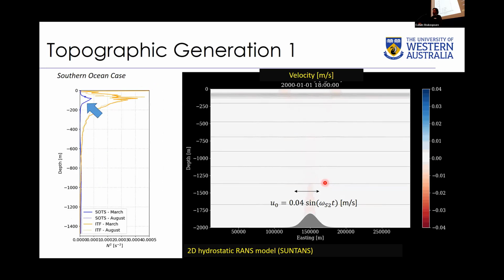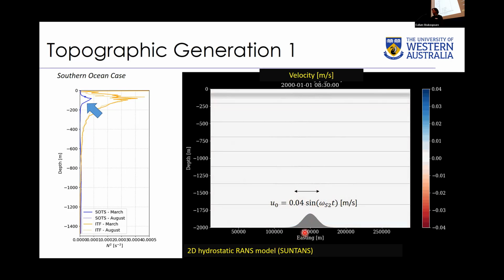And so what happens when you force an oscillatory flow over 2-dimensional topography? What kind of response do you get? This is a barotropic tide moving back and forth twice per day. You have a small Gaussian hill in 2,000 meter deep water. It's about 200 meters high, with about a 10 kilometer length scale.